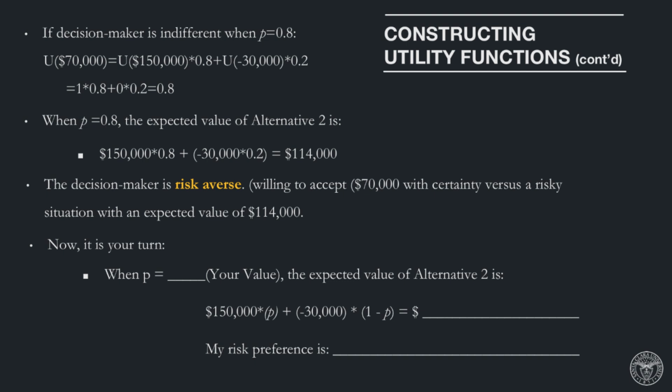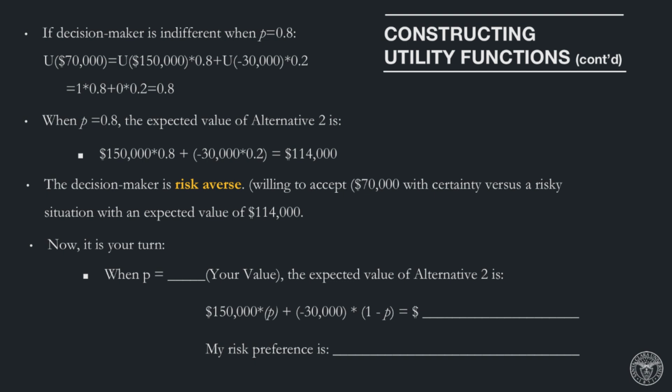However, if we compute the expected value of alternative 2 with P equal to 0.8, we are going to get 150,000 times 0.8 plus negative 30,000 times 0.2, which gives $114,000 in our expected value. And we know this value is much higher than the $70,000. In that case, we can tell that the decision maker is risk averse.